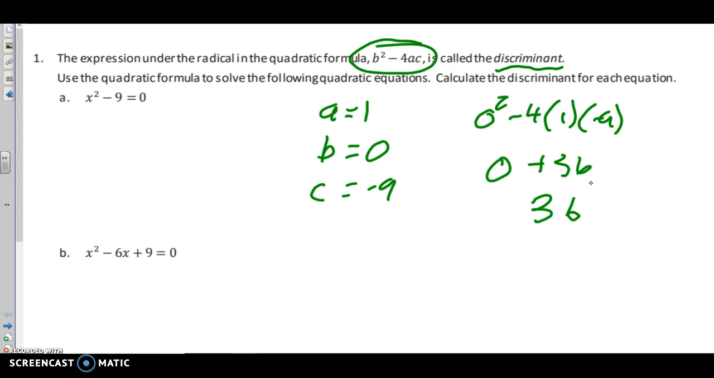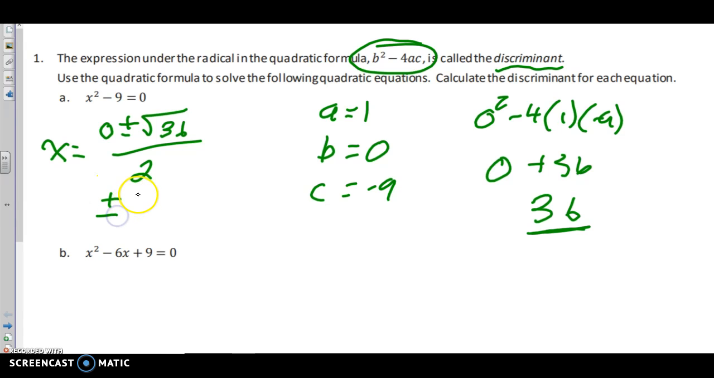So when I solve this using the quadratic formula, I have 0 plus or minus the square root, and I've already got this discriminant value, so that's 36, all over 2a. So 0 plus or minus anything is just going to be whatever it is, so I'm going to have plus or minus the square root of 36 over 2, which is plus or minus 3. So I ended up with two real solutions for part A.